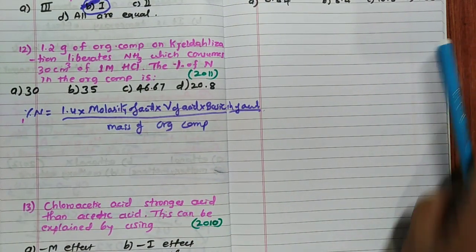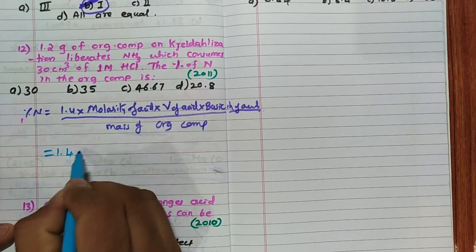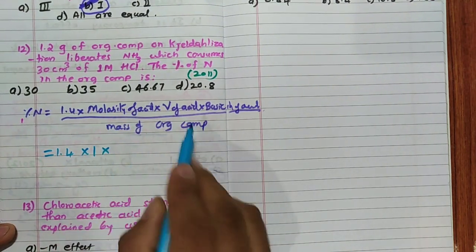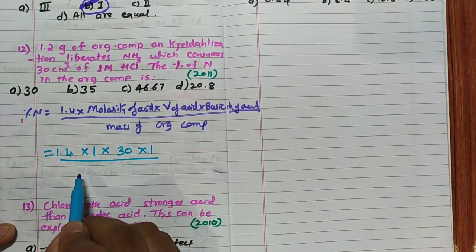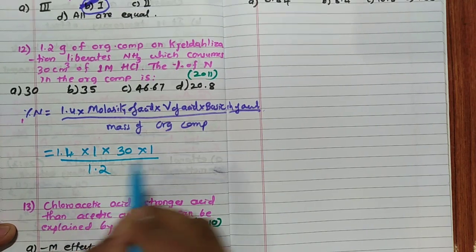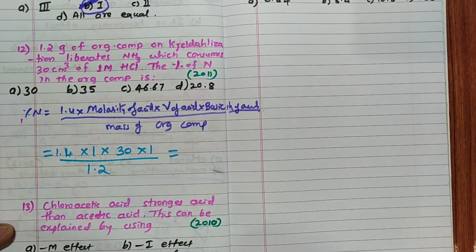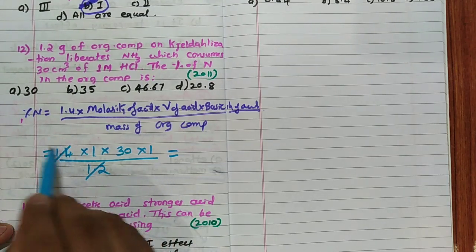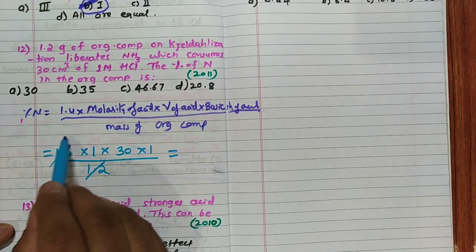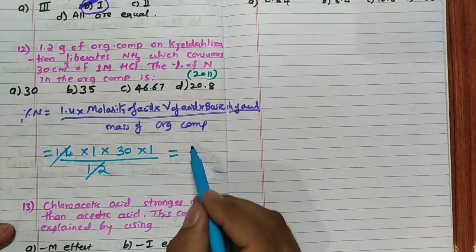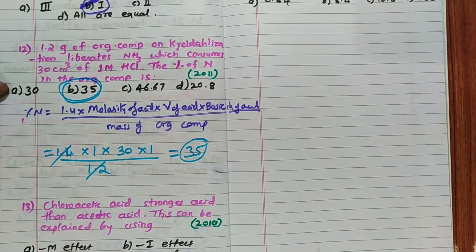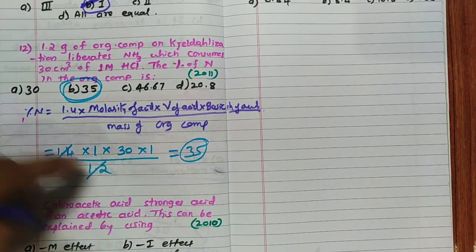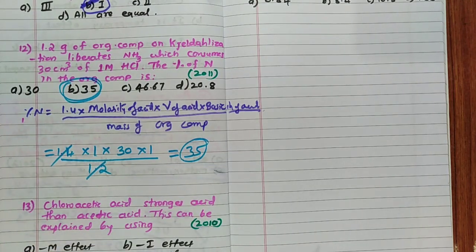Now you solve, very simple. So 1.4 into molarity is 1 into volume of the acid is 30 cm3, into basicity is 1 divided by mass of the organic compound, which is 1.2. The answer is, remember, 1.2 here, 1.4 here, so a very small unit is left out here. 1.2, 1.1 like that. So more than 30 is the answer. The option left is 35. So the answer is 35. 30 is not the answer, because when you cancel this, here you will get 30 into 1.1 like that. So 35 is the answer.